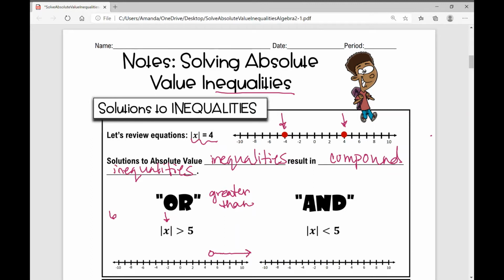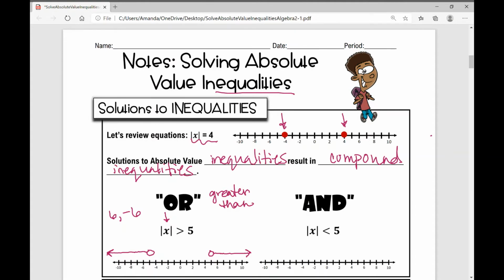Any negative numbers? What about negative 5? No, negative 5 is not greater than 5. But what about negative 6? What's the absolute value of negative 6? It's positive 6. Is positive 6 greater than 5? It sure is. So any of those numbers that are negative, negative 6, negative 7, negative 8, negative 9, if I take the absolute value of those, I'll also get a number greater than 5. That's why when you see a greater than symbol in your problem, your answer will result in an "or" compound inequality. My answer is this or that.